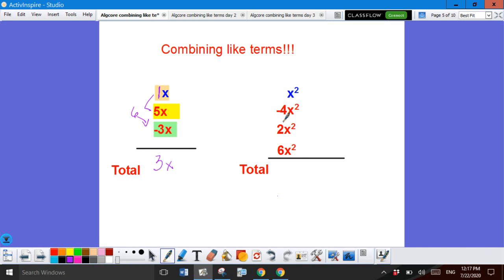All right, now let's come over here. I have 6x squared, 2x squared, negative 4x squared, and remember this is a 1. So I'm going to be adding the coefficients. So 1 plus negative 4, that's negative 3. Negative 3 plus 2, that's negative 1. Negative 1 plus 6 is going to be 5. And what was I adding? I was adding the x squared. Notice this stayed the same. So the variable portion is not going to change. The big numbers are, because you're adding and subtracting.